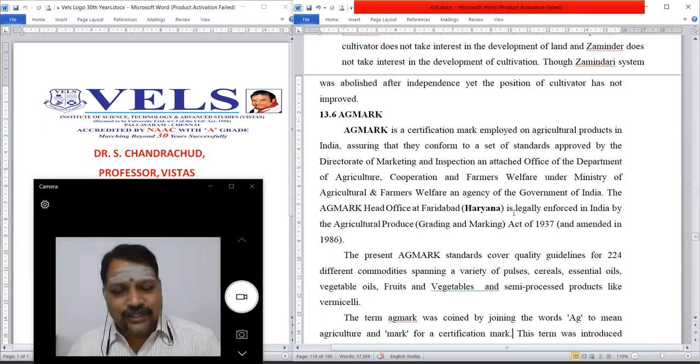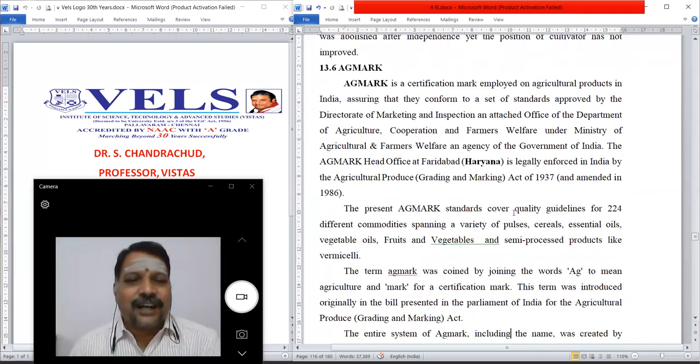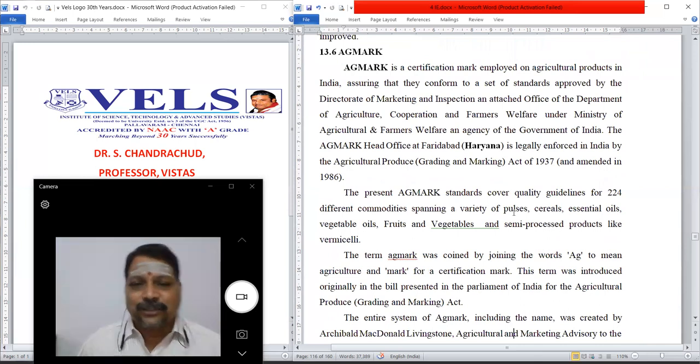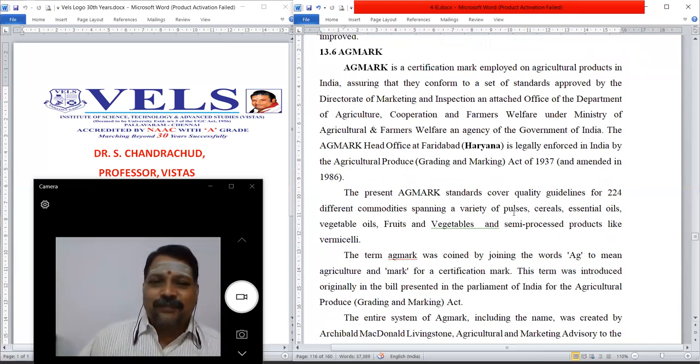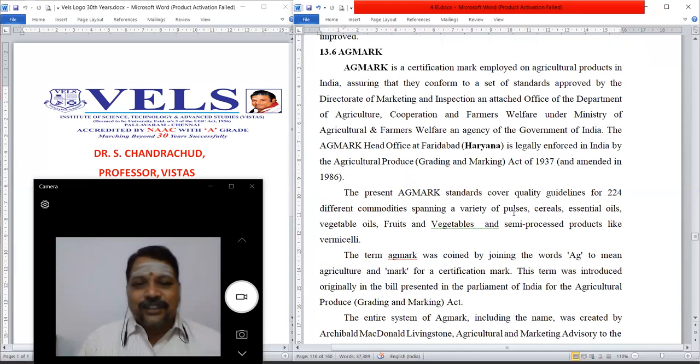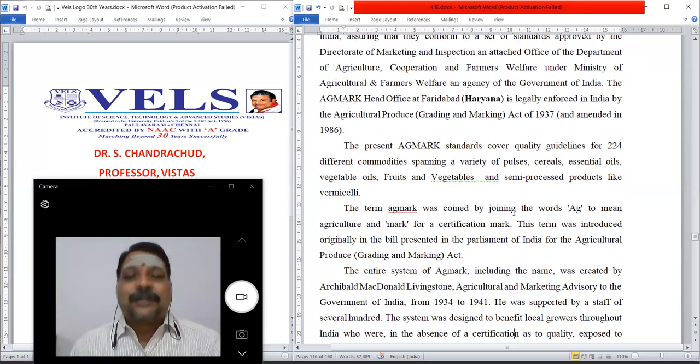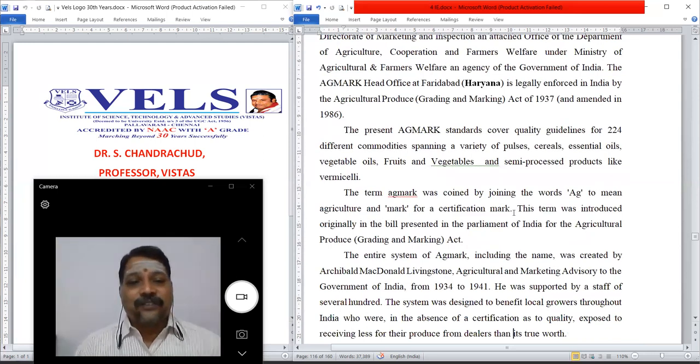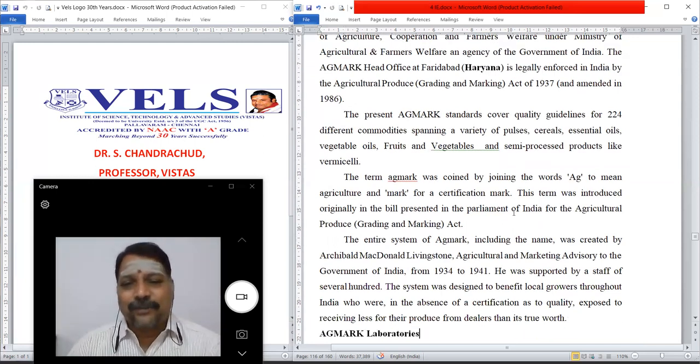The AGMARK head office is in Faridabad, Haryana, and it is legally enforced in India by the Agriculture Produce Act. They will grade and mark for this particular thing. So they have a separate legislation called Agriculture Produce Grading and Marking Act 1937, which was amended in 1986. The present AGMARK standard covers the quality guidelines for 224 different commodities spanning a variety of pulses, cereals, essential oils, vegetable oils, fruits and vegetables, and semi-processed products like vermicelli.